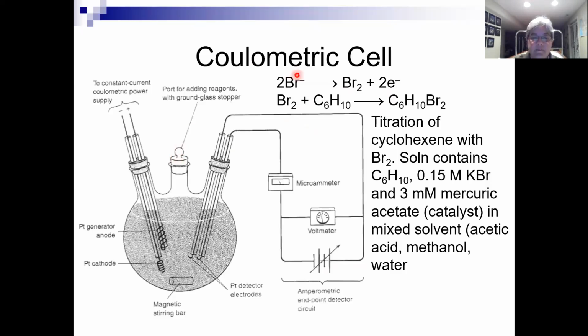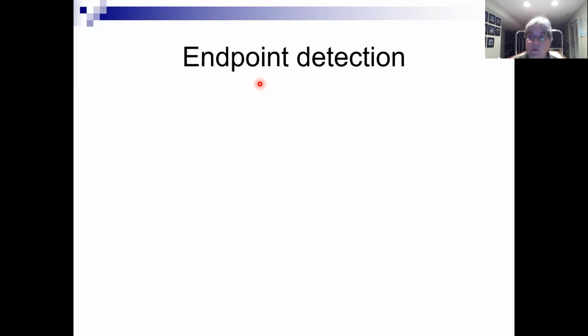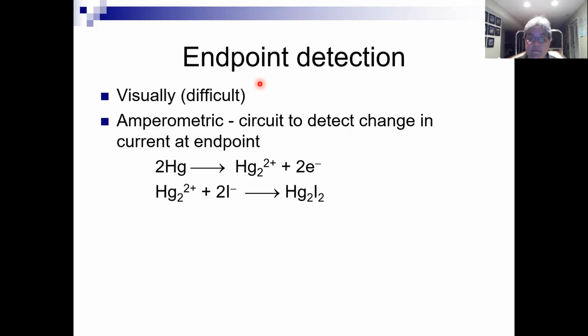So going back to this guy, notice over here, these two electrodes are my detector. So what I do is I put a small current between those, and as long as this Br2 is forming and reacting, I'm not going to sense anything. But as soon as this Br2 becomes excess, now that Br2 will react, and it will actually go back to the bromide, and it will sense that, and it will tell you, oh, you're at your endpoint. So that's called amperometric.